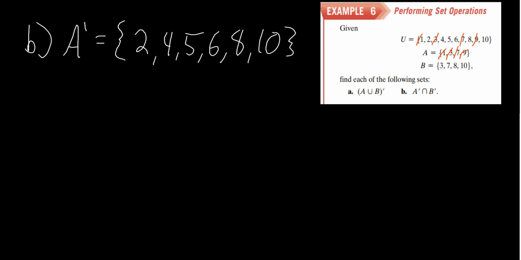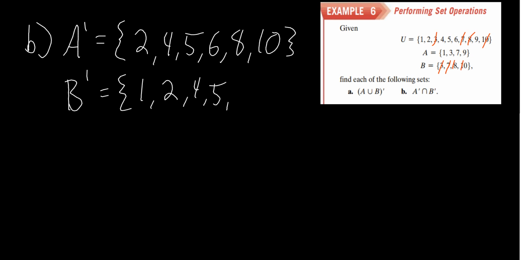That's A complement. Now let's find B complement. B complement is going to be those elements that are in the universal set that are not in B. So we cross those out: 3, 7, 8, and 10. So my elements are 1, 2, 4, 5, 6, and 9. Okay, so I found the complements of A and B.